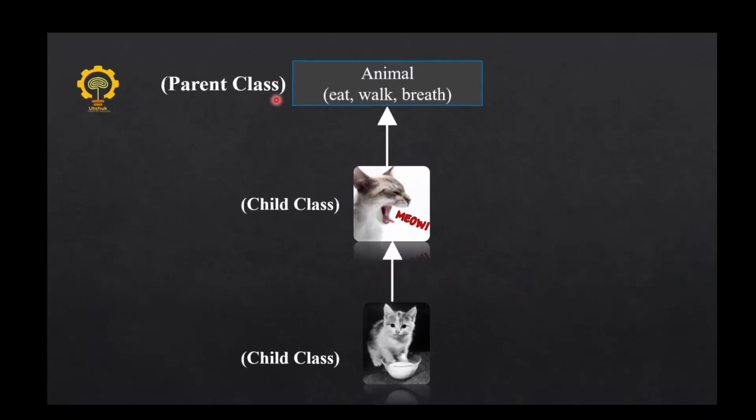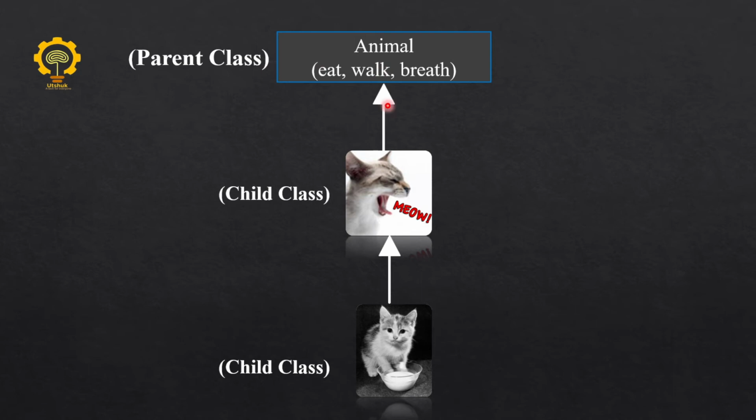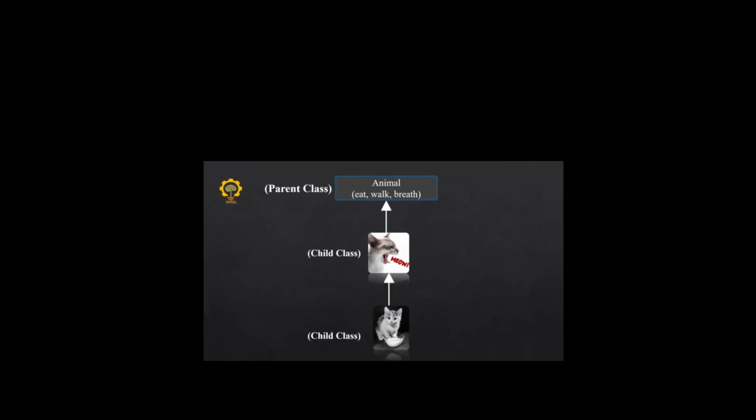So let's see with a practical example here. Suppose that we have an animal class and it has the functionality of eat, walk, breathe, and we have the cat as a child class. Again this child class acts as the parent class for the next class, that is another child class, and it inherits the properties of this class. So let's see this in a practical way in our NetBeans IDE. Let's move to the NetBeans IDE.